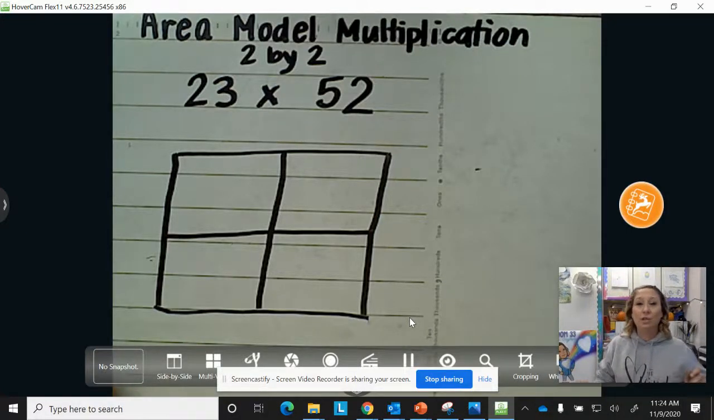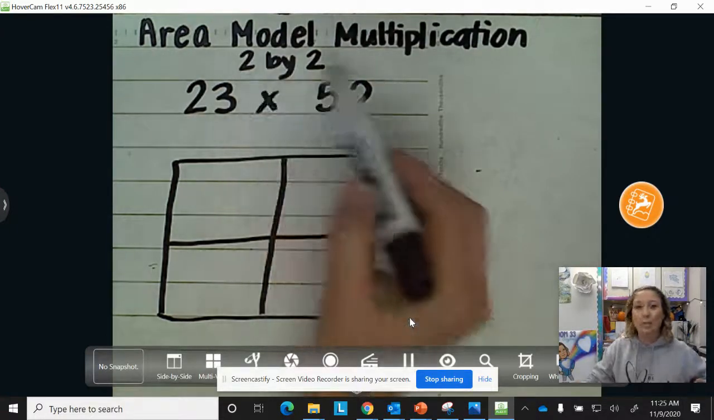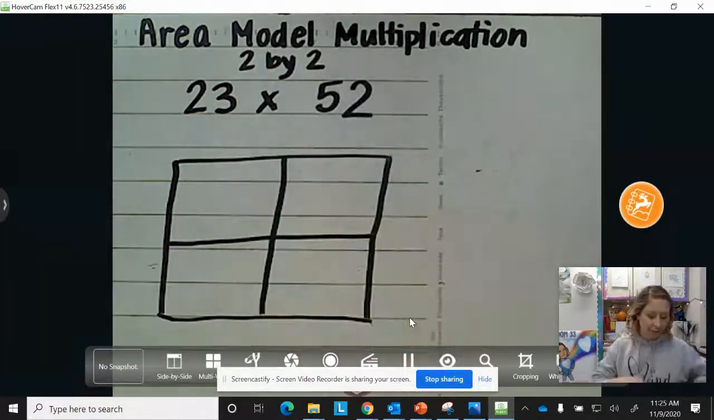I'm going to teach you a quick tutorial on how to do area multiplication with a 2x2 problem. So today we're going to be doing 23 by 52.